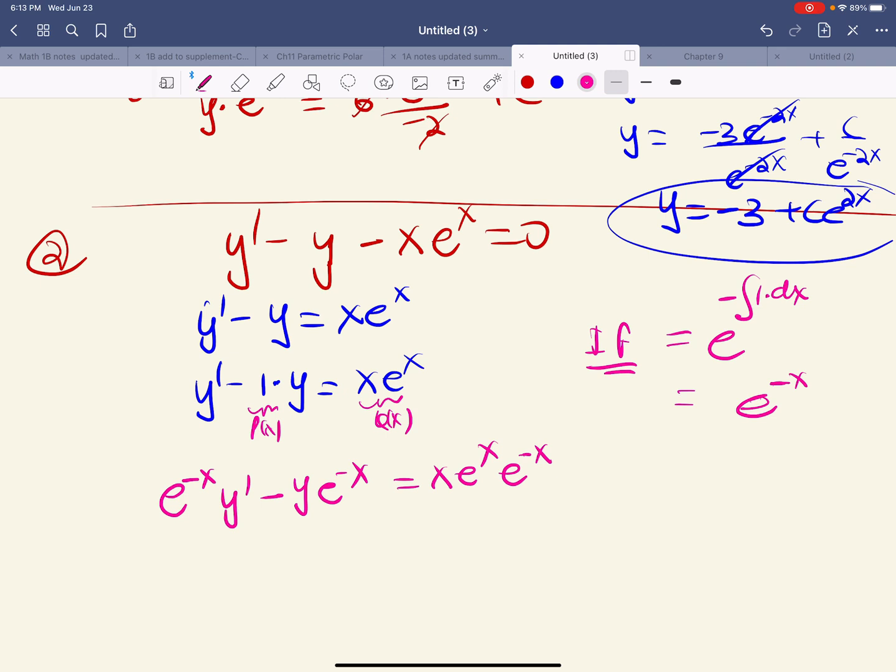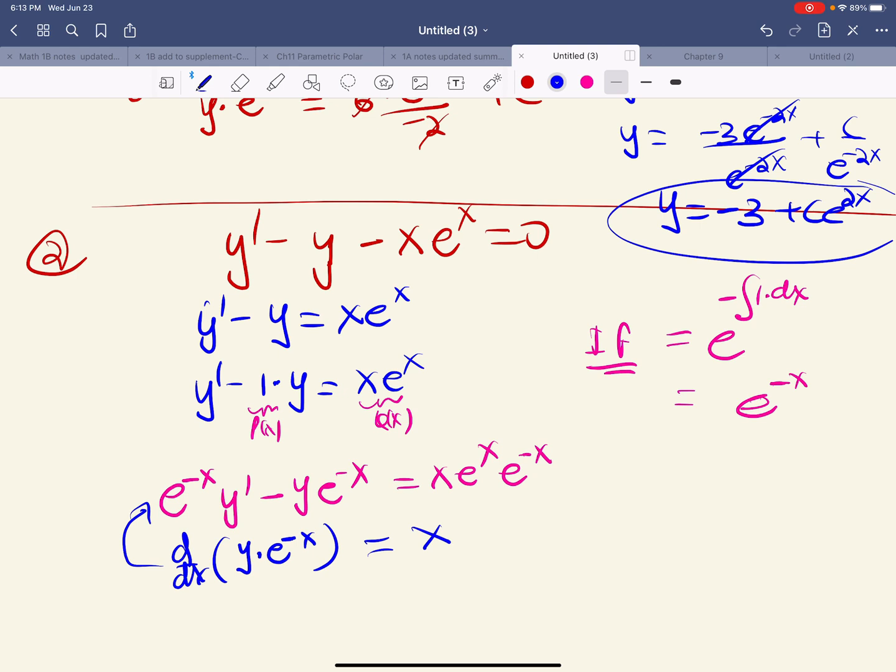Now the left hand side, if you look carefully, is the derivative of y times e to the power negative x. You can go ahead and do the product rule here: first function times derivative of second, which is y times e to the power negative x times negative 1, plus second function e to the negative x times derivative of y, which is y prime. So that's what this is; it's a backwards product rule. And on the right hand side, e to the x times e to the negative x will be e to the 0, which is 1. So just x is left on the right hand side.